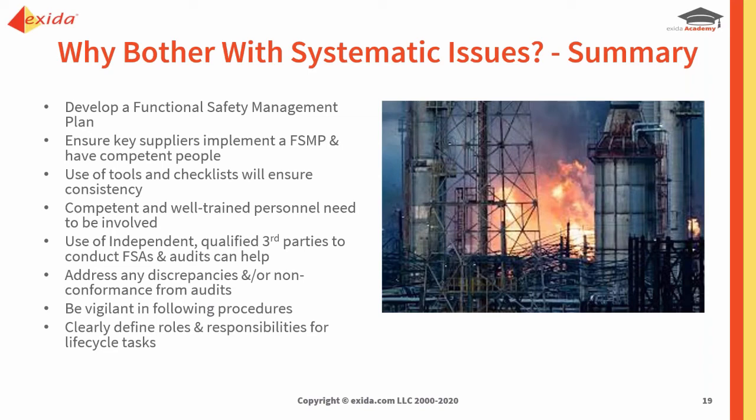So why bother with systematic issues? Again, we need to make sure we have a proper functional safety management plan in place. We need to make sure that our suppliers also have competent people and have FSMP in place. We can use tools and checklists to help consistency and repeatability. We need to make sure that we have our roles and responsibilities defined, and therefore we have competent and well-trained people that are involved in the process and the life cycle.